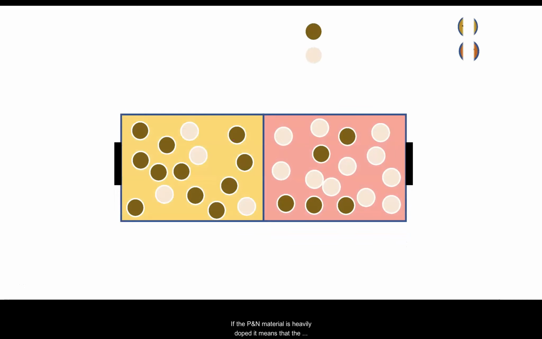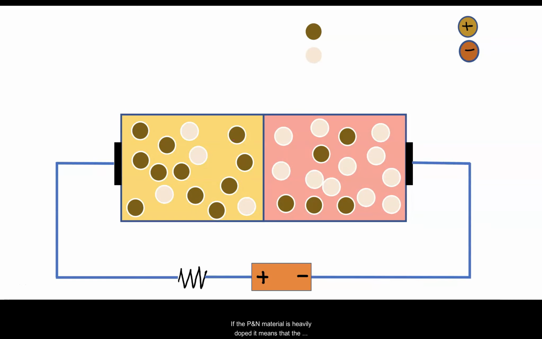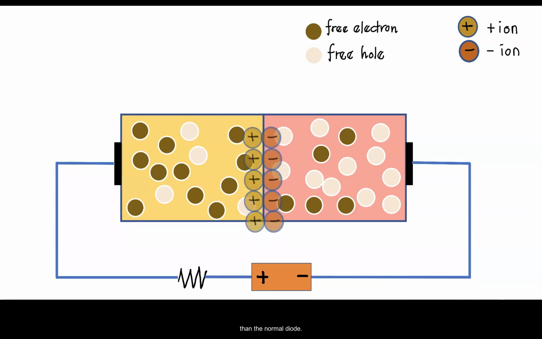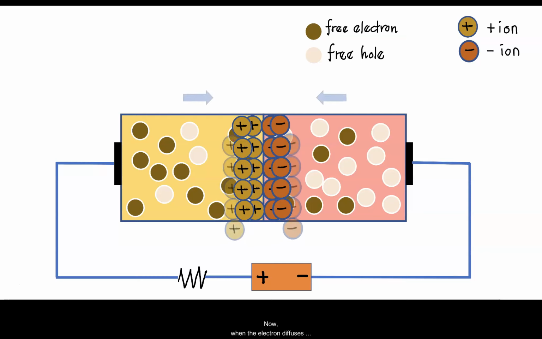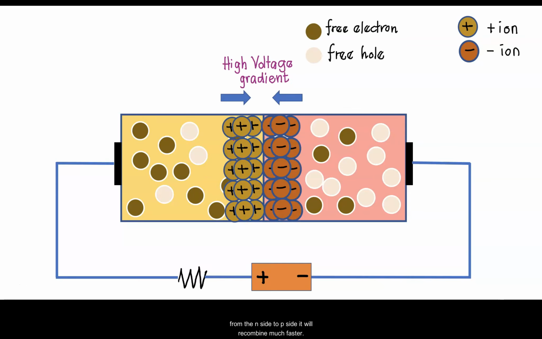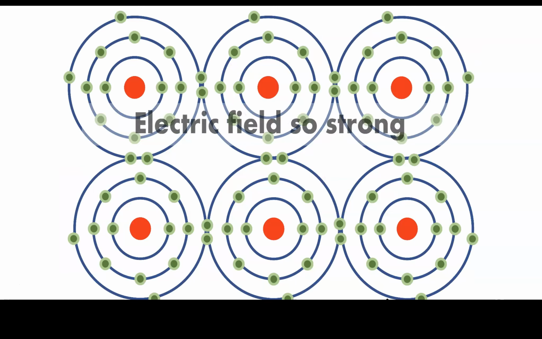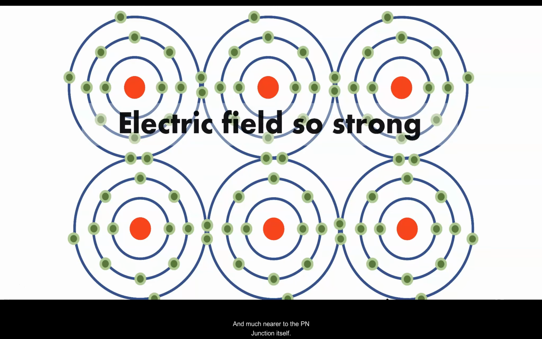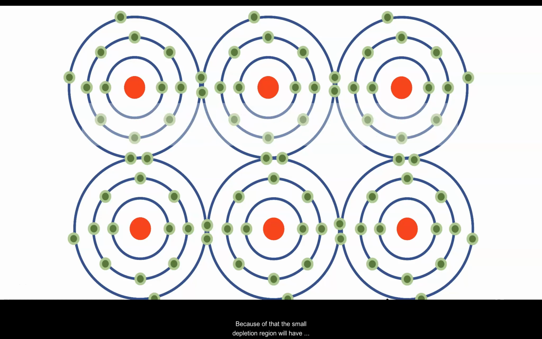If the P and N materials are heavily doped, it means that the number of charge carriers in both materials is more than in the normal diode. Now, when the electron diffuses from the N side to the P side, it will recombine much faster and much nearer to the PN junction itself. Because of that, the small depletion region will have more immobile ions compared to the normal diode. Hence, the Zener will have a higher electric field at the depletion layer compared to the normal diode.